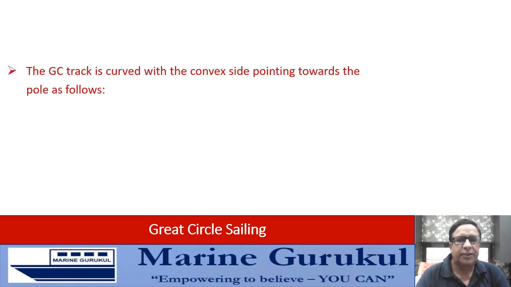The GC track is always curved with its convex side pointing towards the pole. When you move along the GC track, it is along a curve on the surface of the earth, and the convex side of that curve is always pointing towards the pole. Now the question is, we have two poles, North Pole and South Pole. Towards which pole does the track curve and present its convex side?